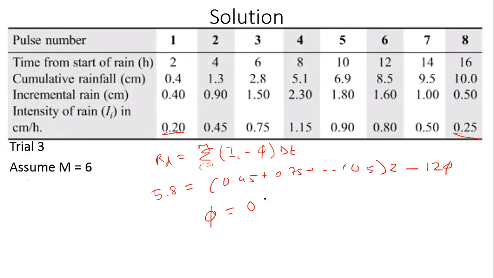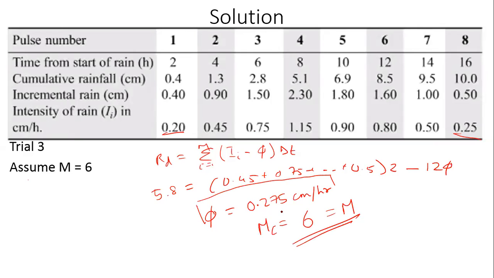Oh, you solved it. Good. Or you have the textbook. Solved it. Good. Sorry. Okay. So I get phi equal to 0.275 centimeters per hour. Now I go back and check what MC is. What is MC? 1, 2, 3, 4, 5, 6. MC equal to 6, which is equal to M. Therefore, I'm done. So the phi index, the answer to this problem is 0.275 centimeters per hour. Okay.